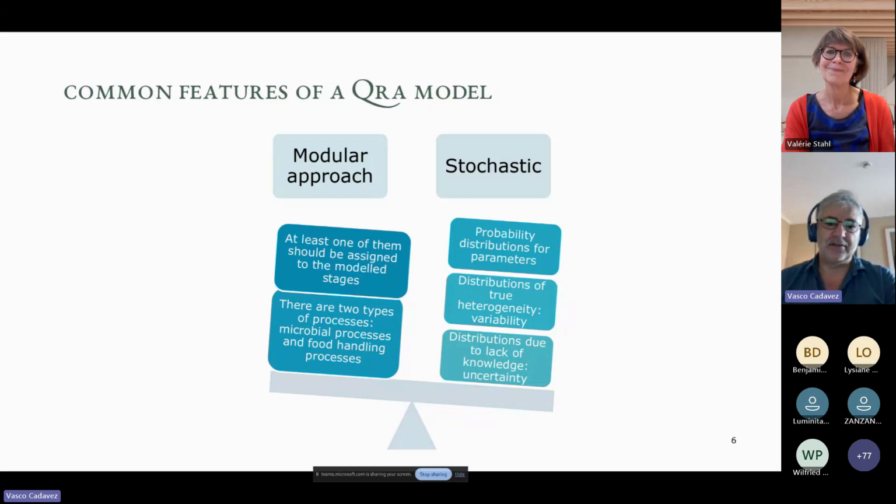There are two types of process, the microbial processes and food handling processes, that can influence this model approach. Of course, we need to take into account the randomness of the system. So these models are called stochastic models, and we need to know probability distributions for the parameters. We attribute distributions to these parameters of the models, and of course we need to know about variability, or distributions of true heterogeneity, and distributions of lack of knowledge that we call uncertainty.